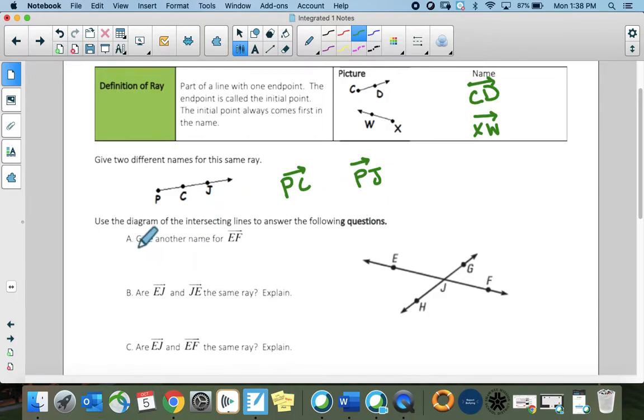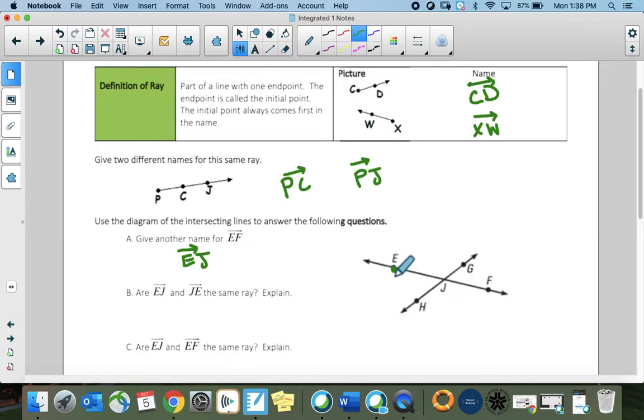All right, so example A, it says give another name for ray EF. So here's EF. Another name for that would be EJ. So EF is the same thing as EJ. They both have the same initial point, and they both go in that same direction.